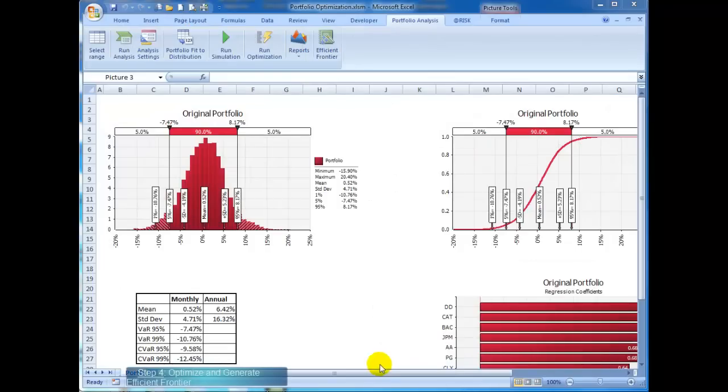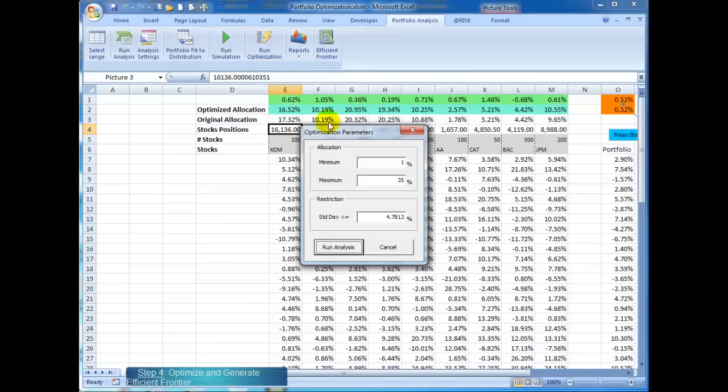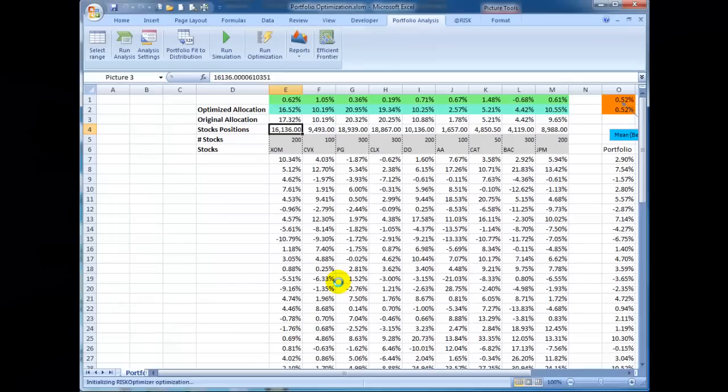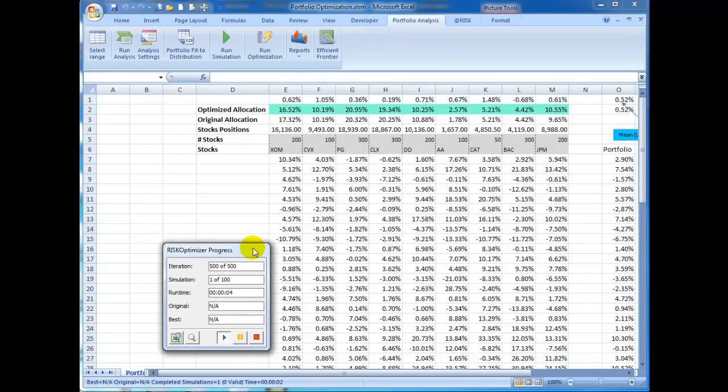The last step is to optimize the portfolio and maximize its return. Configuration options will let the user select the range of allocation percentages for each security, in this case 1 to 35%, and also a standard deviation limit. The process will generate an optimized portfolio, trying to accomplish these constraints.